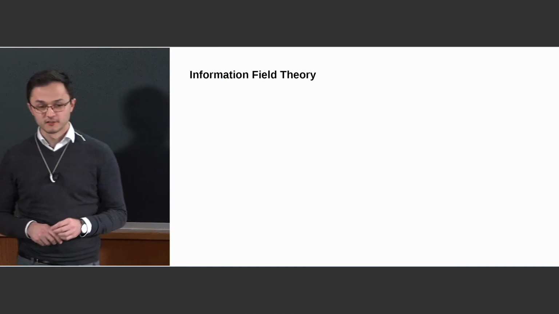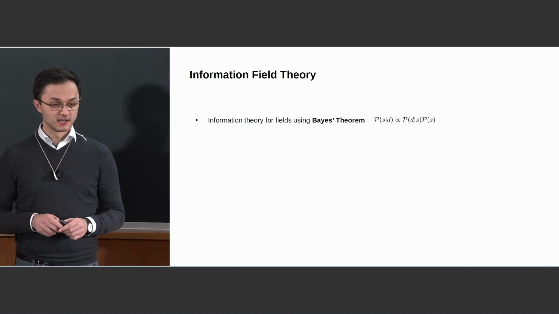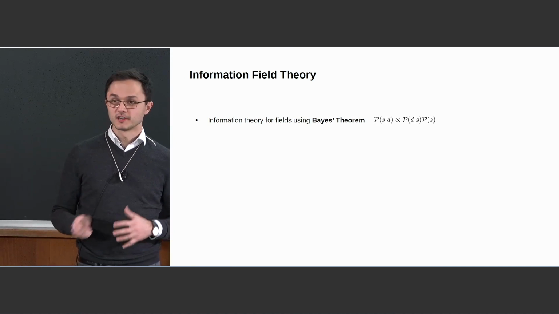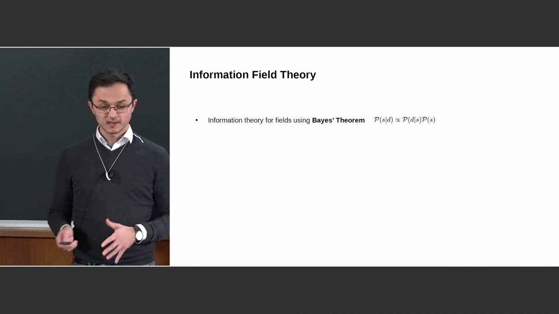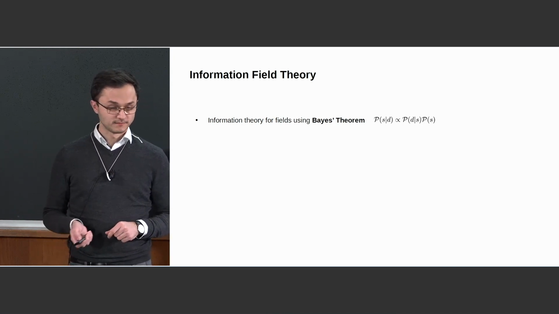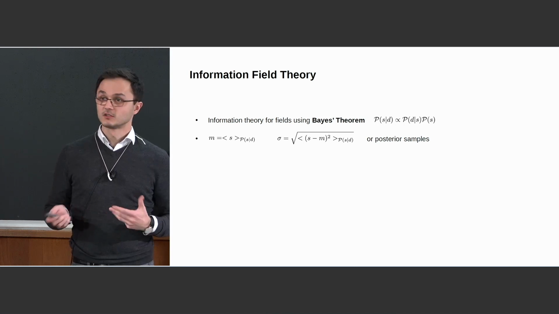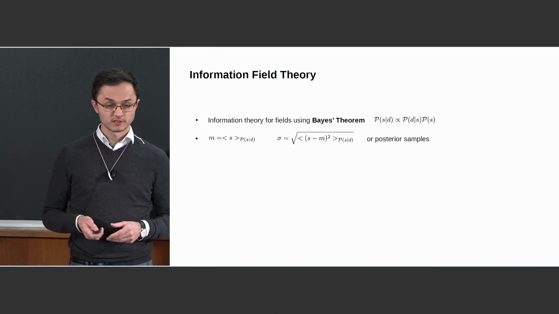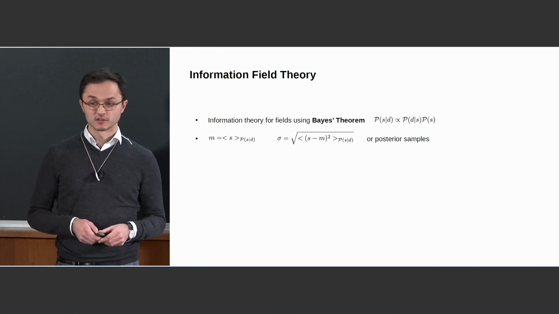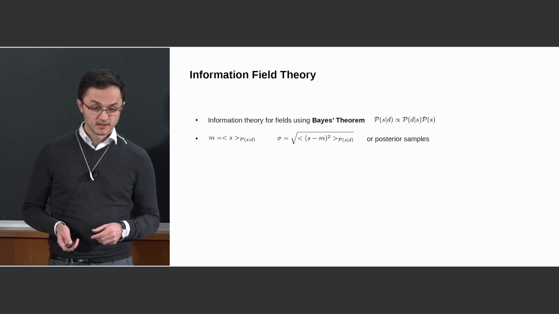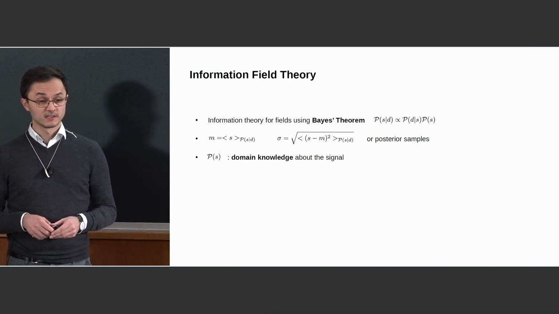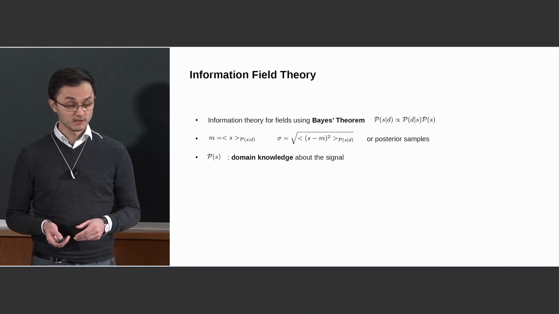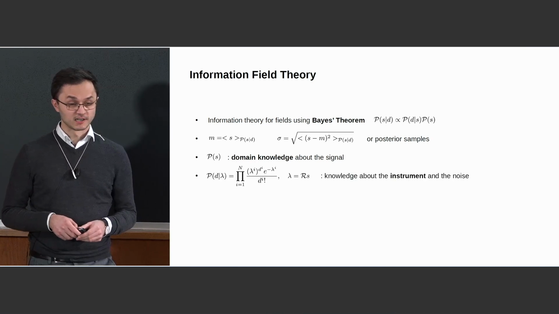What is information field theory? Basically, it's information theory for fields, making heavy use of Bayes' theorem, which connects the posterior with the likelihood and the prior. So as soon as we have this posterior, we can calculate the posterior mean for some quantity or the posterior standard deviation, or just have a look at the posterior samples. For that, we need some knowledge about our signal, which can be encoded in our prior. And also what we need is a likelihood term.